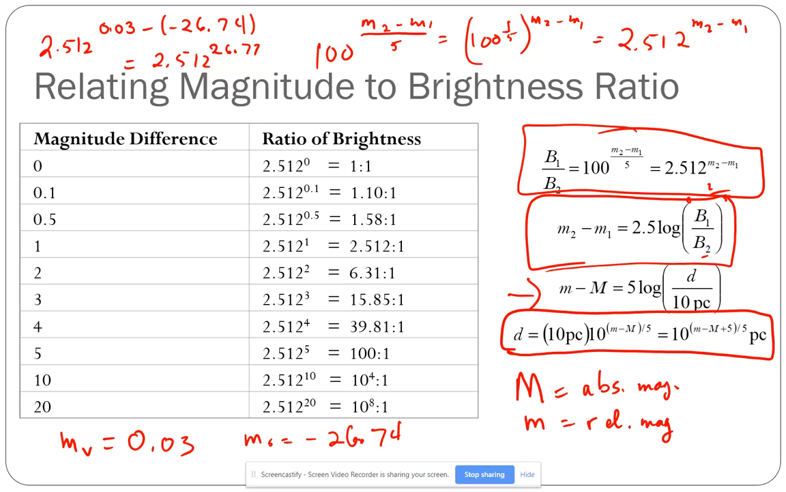Not my calculator. That's my excuse, and I'm sticking with it. There it is. 2.512 raised to the 26.77. That is 51 billion times. The sun is 51 billion times brighter than Vega. Now remember, that was brighter. That's not how much more luminous.